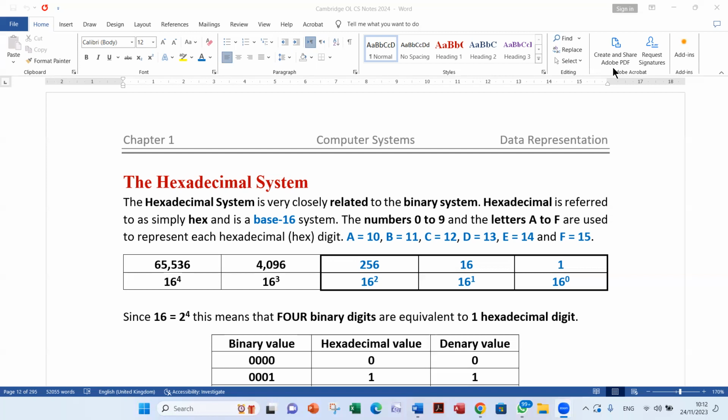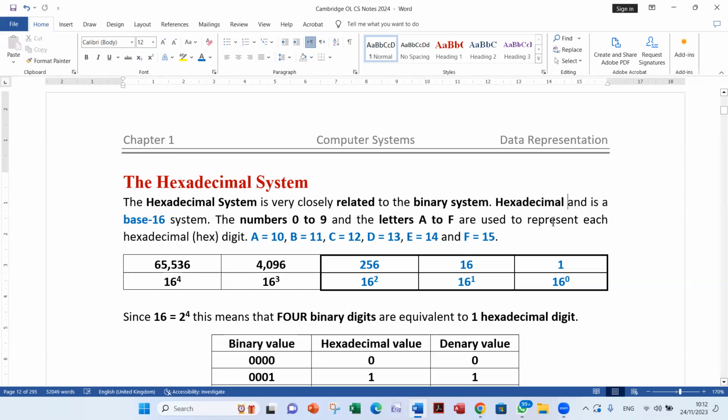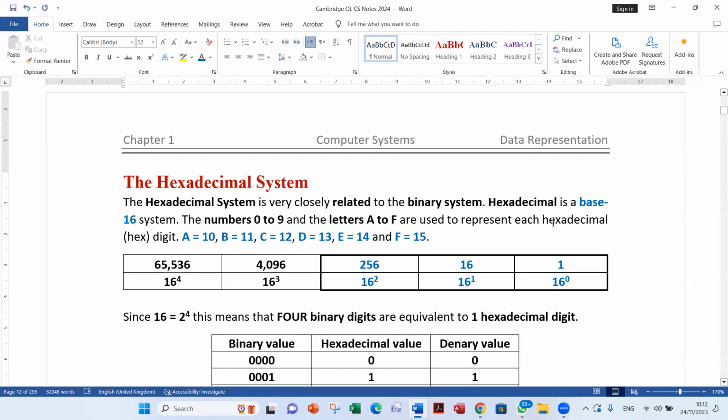Hexadecimal system. The hexadecimal system is very closely related to the binary system. That's why we need to study hexadecimal. Hexadecimal is referred to simply as hex. Sometimes they call it hex. Hexadecimal is a base 16 system.